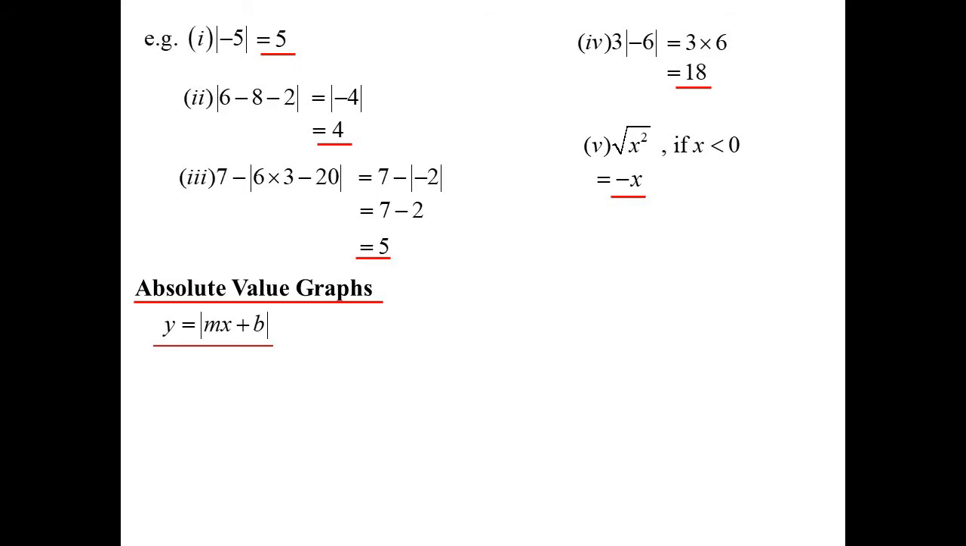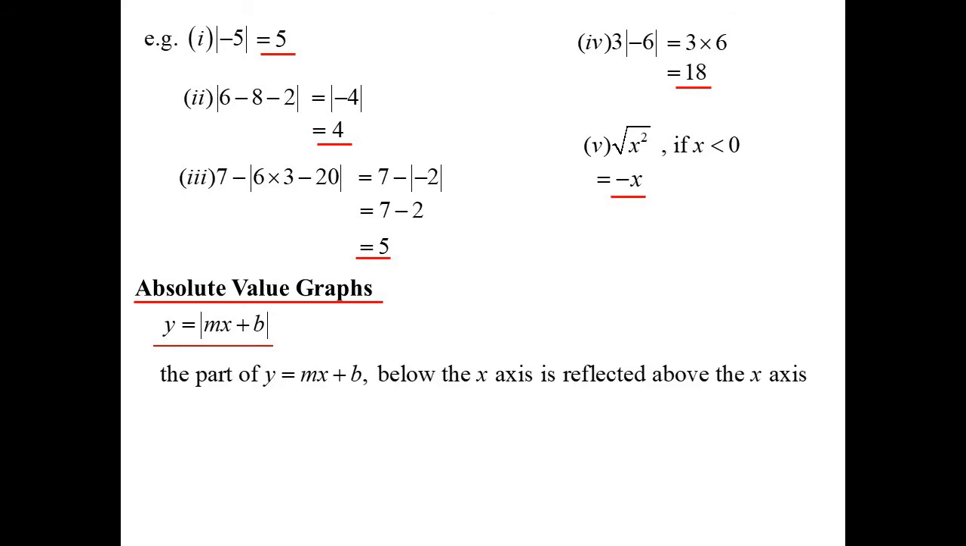All right, the graph of an absolute value. So y equals the absolute value of mx plus b. So a straight line. Whatever is below the x-axis is reflected above, because you can't get negative answers. So y equals the absolute value of x would be the most basic one, and we end up with that classic V shape. We usually plot some points on it to give it some sense of scale. So I'll plot in (1, 1) and (minus 1, 1).